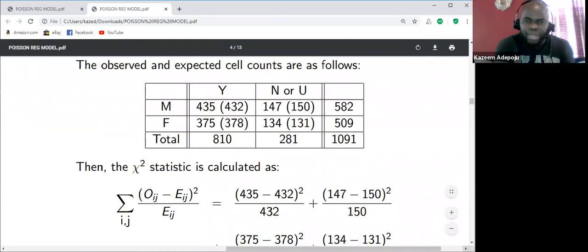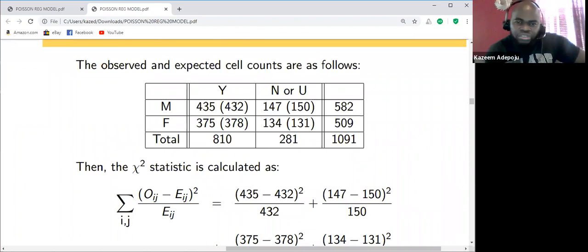Now, take a look at what I have in the table right here. Some of you may be wondering how I got the values right here. I think I walked you through how to get 432 and 378. They are the expected values. These are the observed. I'm going to do the same thing for the no. How am I going to get 150? If I want 150 right here, I'm going to use n multiplied by p.